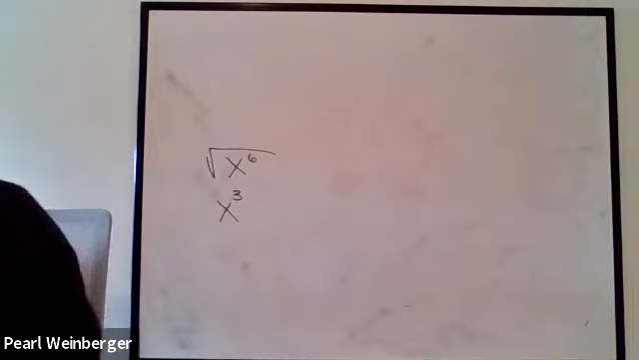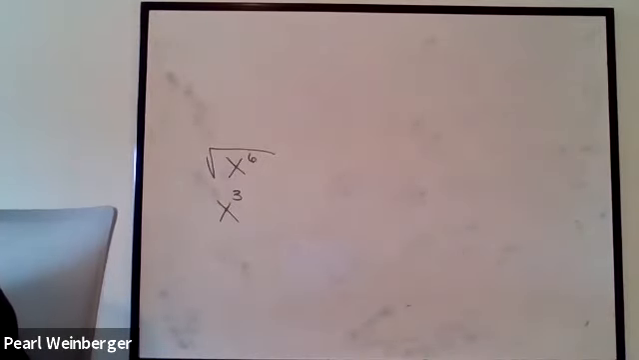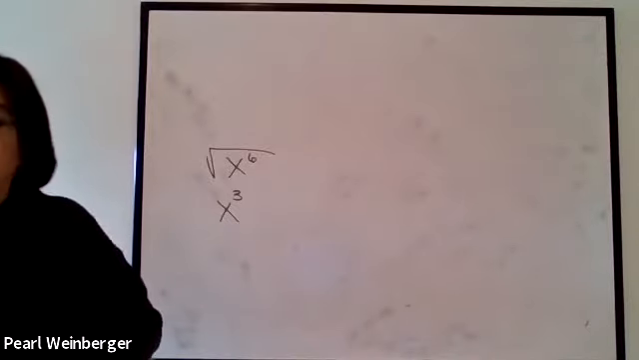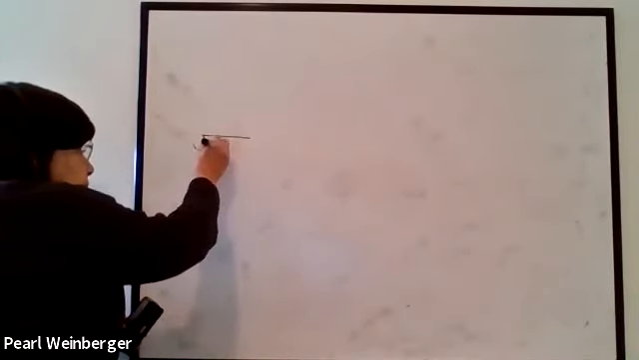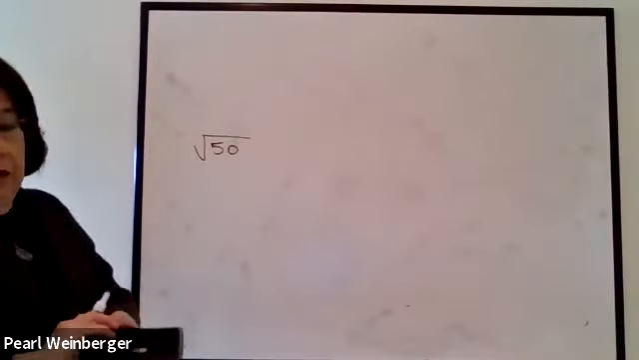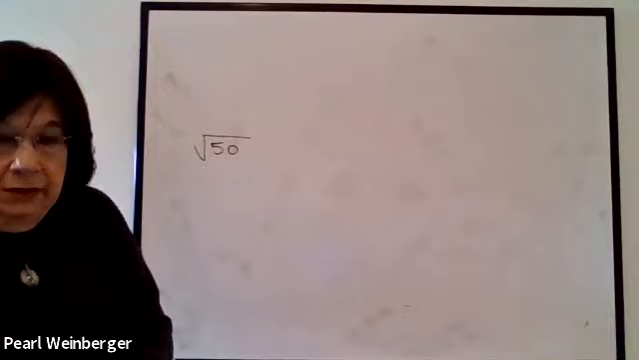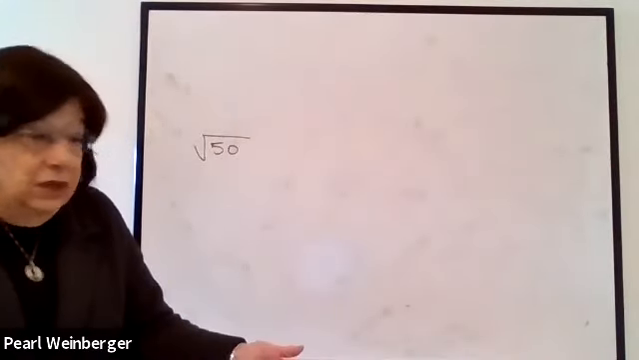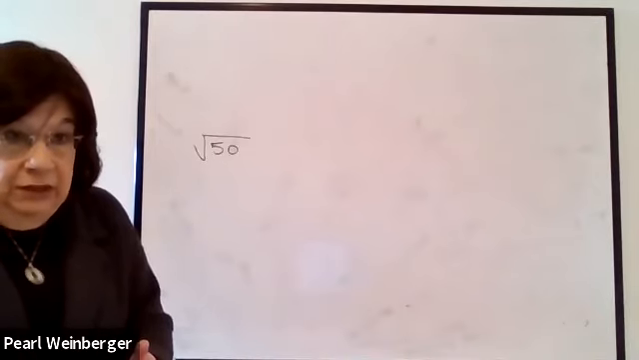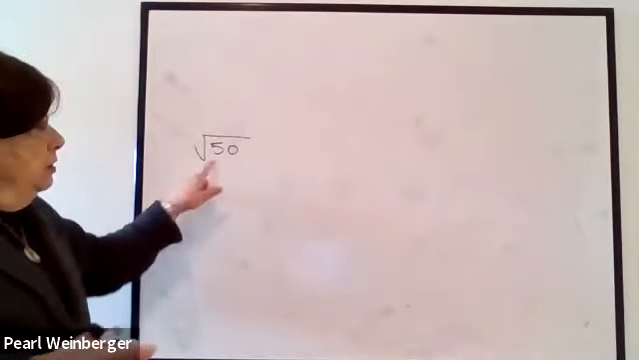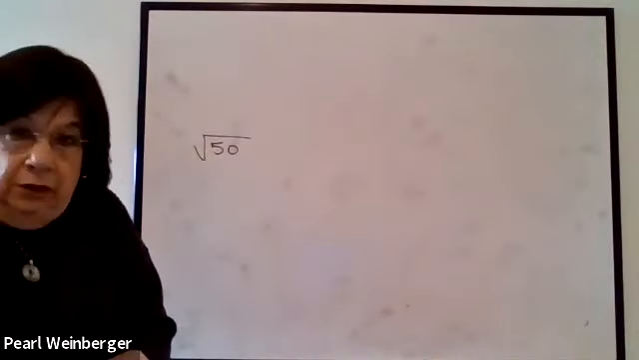So what happens if I have something like this? Suppose I have a number like this. I want to find the square root of 50. Now, I can't think of any number that when I multiply it by itself will give me 50. I know that 7 times 7 is 49, so that's a little bit too small, but 8 times 8 is already 64. So obviously 50 is not a perfect square.